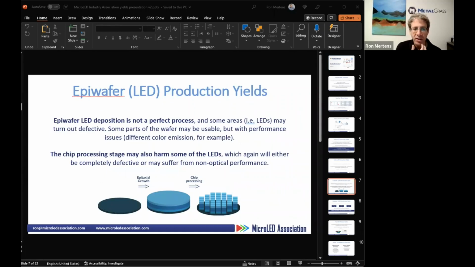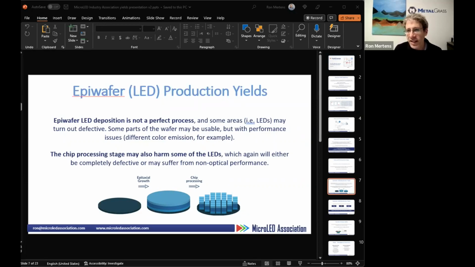So let's start. The first critical junction in LED production is what we call the epi wafer stage. And growing an LED stack on a wafer is never done with perfect conditions. So some areas on the wafers may turn out defective, and as we said, some parts of the wafer may be okay, they could work, but would not be optimal. And then we have the chip processing stage. There's a second stage that singulates the LEDs and turns them into devices that we can work with, and this also can destroy some of the chips or the LEDs.